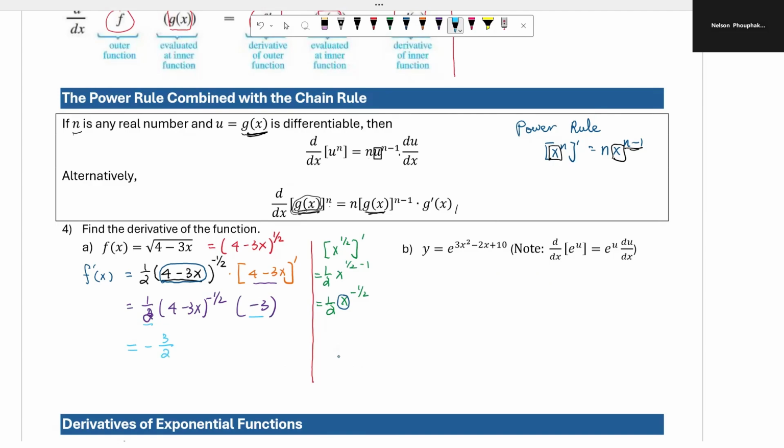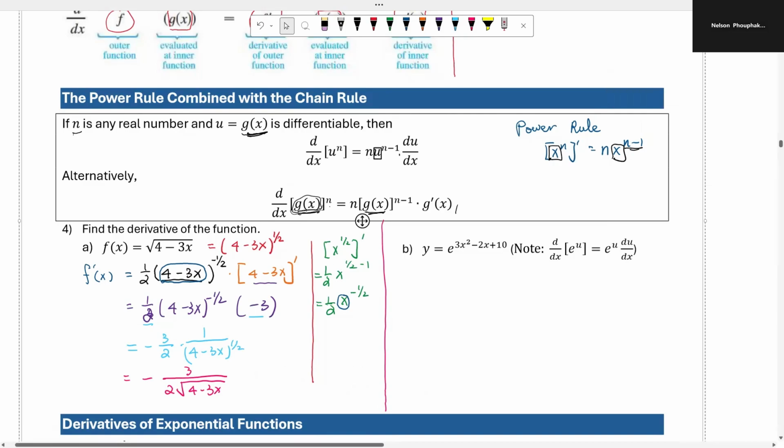And then this one I could write as 1 over (4 minus 3x) to the 1/2 power. Then it will be negative 3 over 2 times the square root of 4 minus 3x. Then now let us look at how we work with part b.